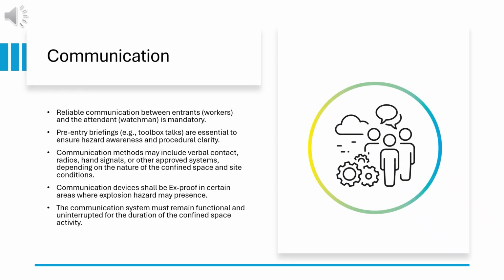Communication. Reliable communication between entrants and the attendant is essential. A pre-entry briefing must be conducted to ensure everyone understands the hazards and procedures. Communication may involve voice contact, radios, or approved hand signals. In hazardous atmospheres, communication devices must be explosion-proof. Communication must remain uninterrupted throughout the entire job.